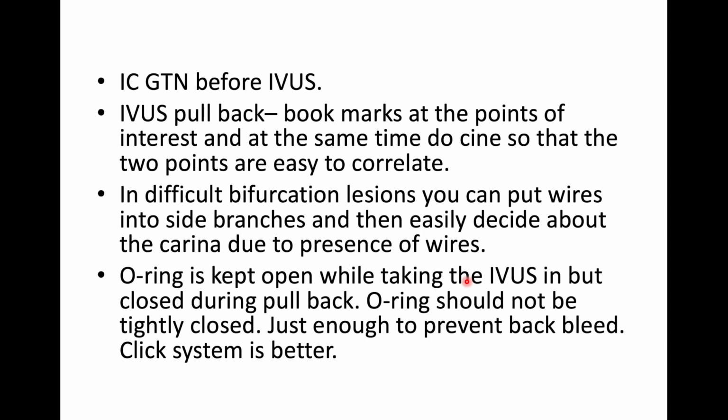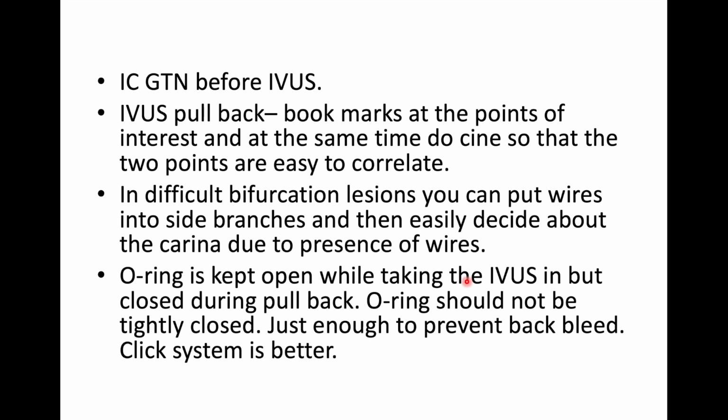Now in difficult bifurcation lesions, if you don't know the exact site from where the branch is coming off, what you can do is put a wire in both branches and then start pulling back from one, and you will see the wire exactly coming out at the point of origin in the second branch.